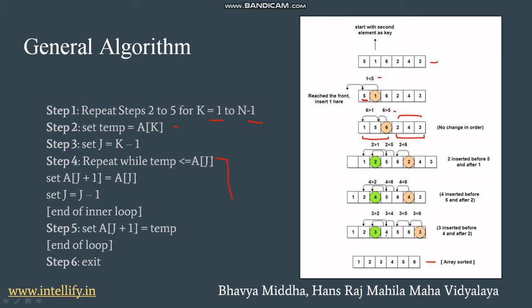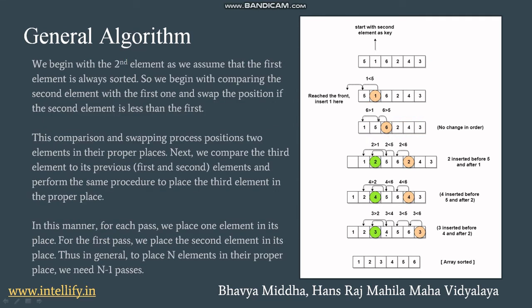Now, this loop shifts all the elements to the right and creates a position for the unsorted element. The step 5 inserts the unsorted element to its correct position. We begin with the second element, as we assume that the first element is always sorted. So we begin with comparing the second element with the first one and swap the position if the second element is less than the first.